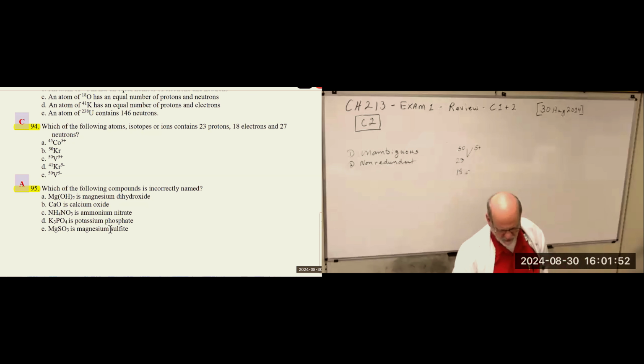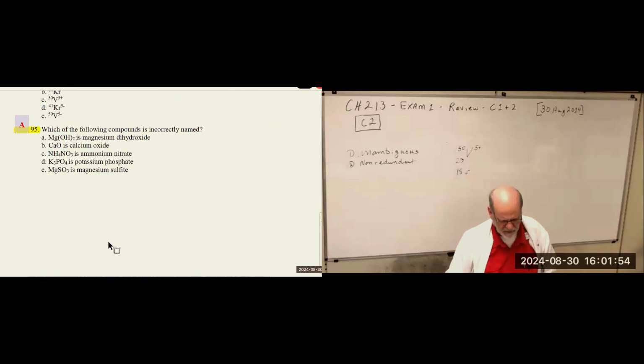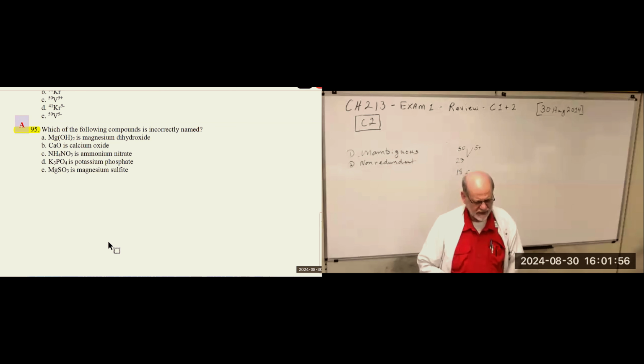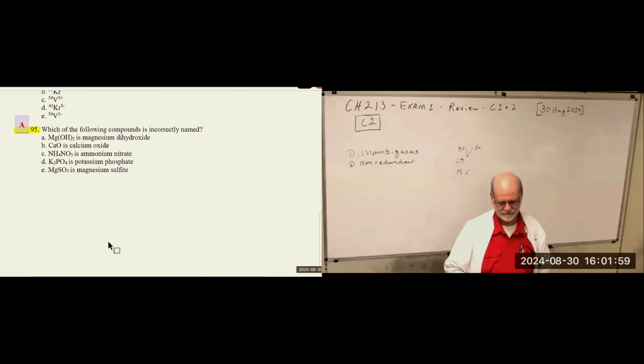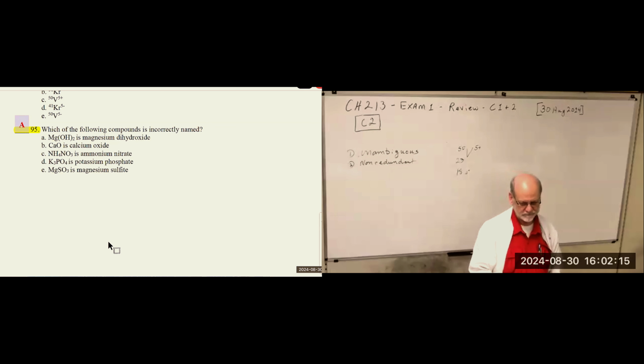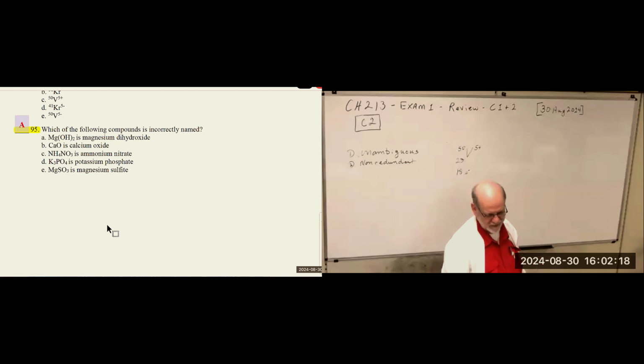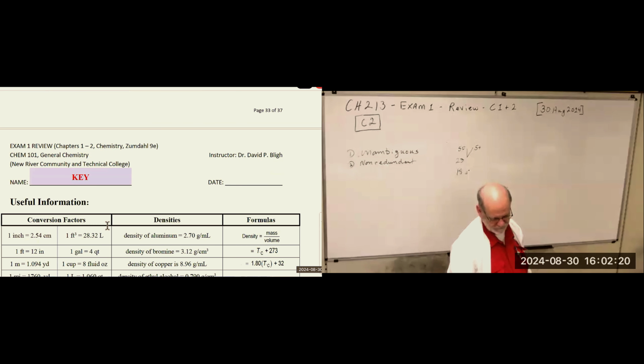So which of these is incorrectly named? Magnesium hydroxide. You don't need the di. That's redundant. You know you have two because hydroxide is a -1 charge. Magnesium is always 2+. So you need two hydroxides. Magnesium hydroxide is all you need. That's the wrong one. You can assume the rest of them are correct. That's it.